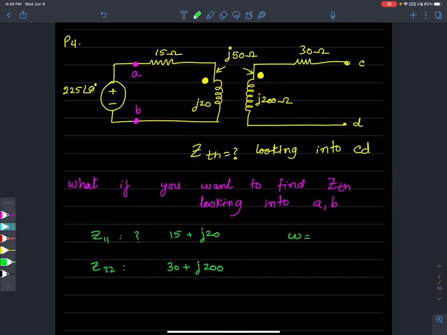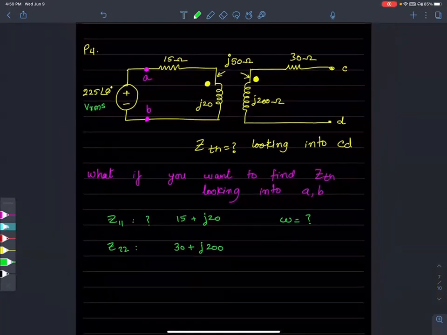This guy is VRMS. Let me not forget that. V Thevenin, J omega is, well, omega is not given. Let's see if we can solve this without having to explicitly need omega. What is J omega M?